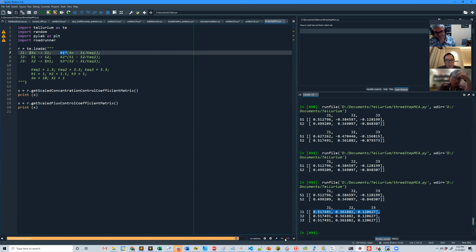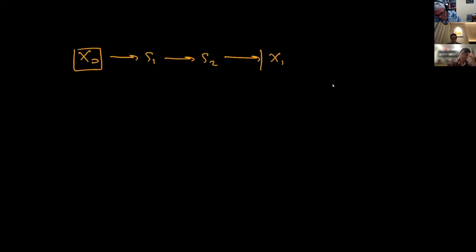So let me switch the tablet then and just summarize, okay? Yep. So let's just summarize. Come on. There it comes. Okay. So we had a pathway. X0 goes to S1, goes to S2, goes to X1. So these are fixed. And I have V1, V2, V3.